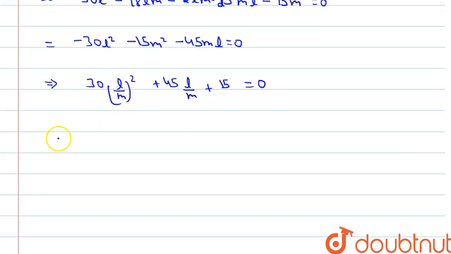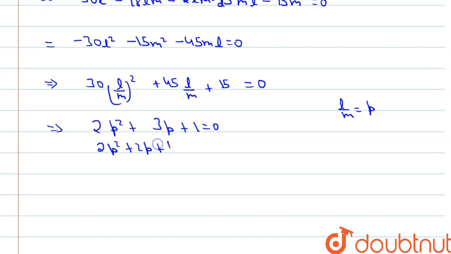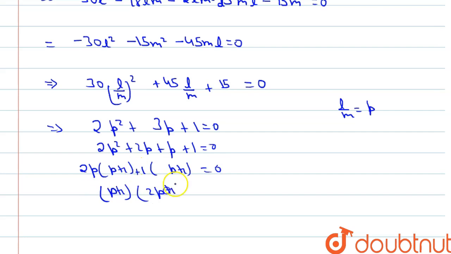Now we can take 15 common from this equation. This becomes 2 (l/m)^2 + 3 (l/m) + 1 = 0, and we assume l/m = p. So this becomes 2p^2 + 3p + 1 = 0. Now we can split the middle term: 2p^2 + 2p + p + 1 = 0. From this we take 2p common, giving 2p(p + 1) + 1(p + 1) = 0. From here we take p + 1 common, so it becomes (p + 1)(2p + 1) = 0.